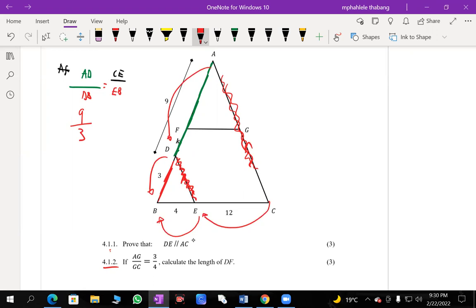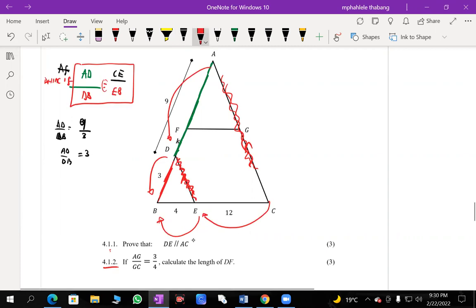And this is wrong thinking, because you should not use an equal sign here. In this case we say DE is parallel to AC if. This is not a fact. Use the calculator: AD over DB. AD is 9, DB is 3. So AD over DB is 3.